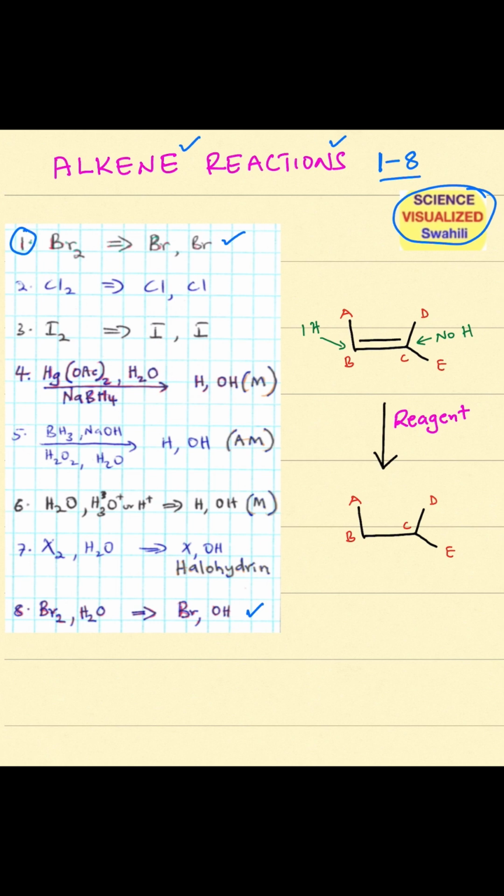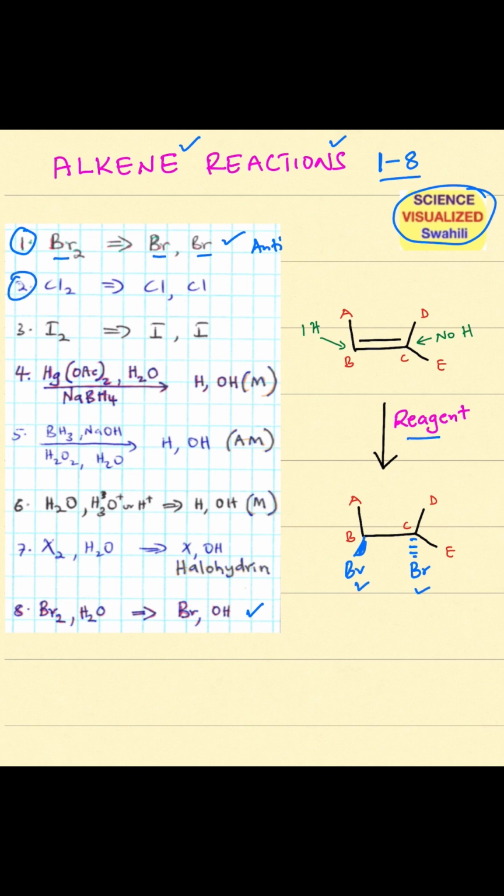If you look at reaction number 1, we are using Br2, and that adds Br and Br across the double bond. So if the reagent is Br2, you end up adding Br and Br across the double bond, and that addition is anti. So you end up with one Br going out and the other one in, or the opposite. You could have this one going in and that one going out.